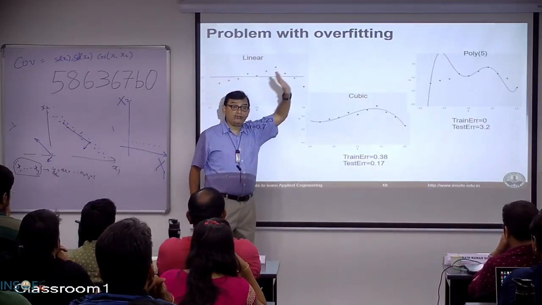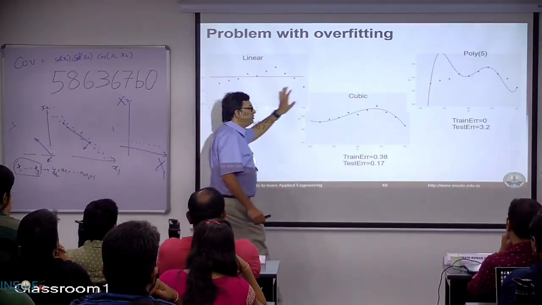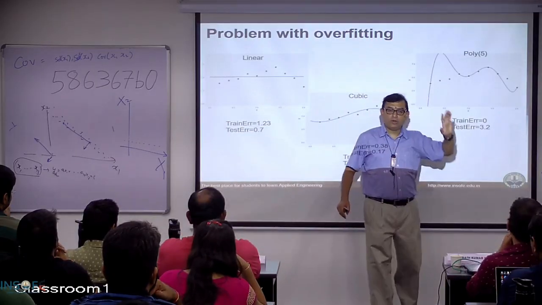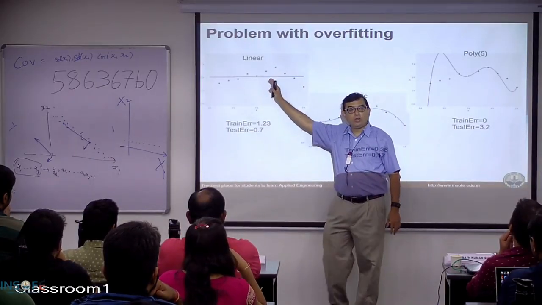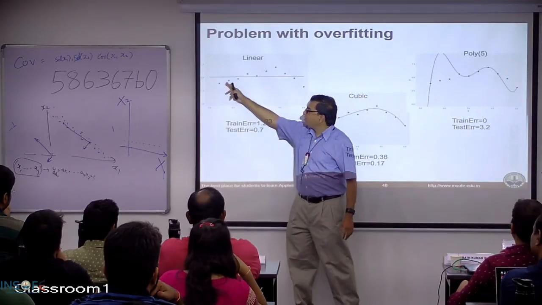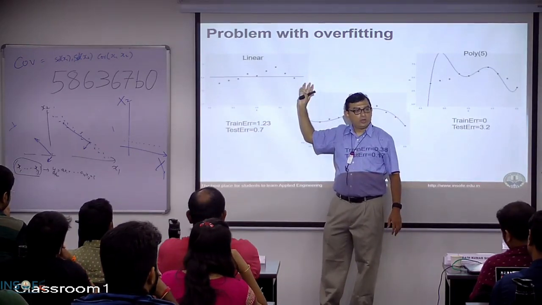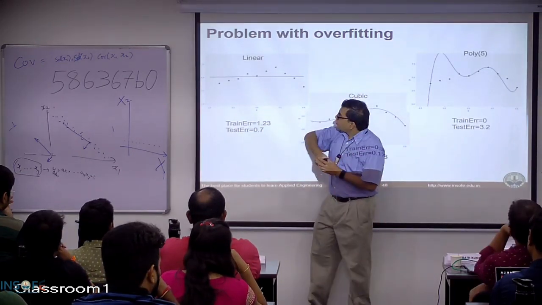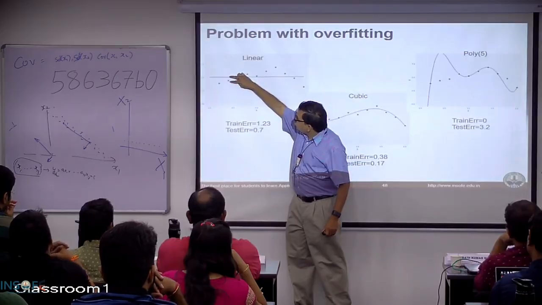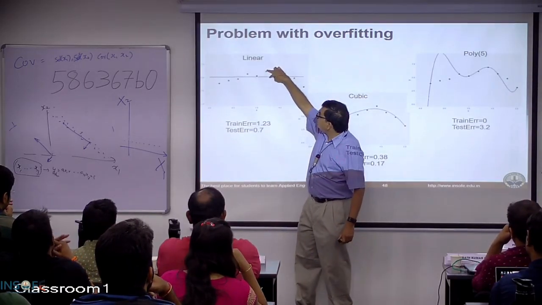I'm going to do 3 different models: linear, cubic, and a 5th order polynomial. When I tried the linear model on that, it basically decided that more or less a flat line was the best line. So these were the reds. This is the size of the error on your test set.